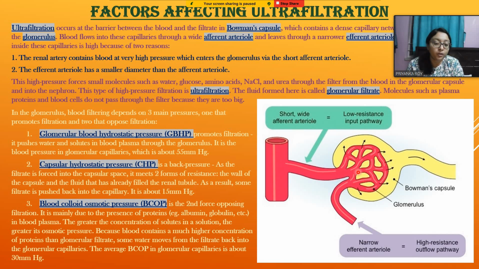So some water will move from the filtrate back into the glomerular capillaries, because water will always move from a region of hypoosmotic condition to a region of hyperosmotic condition. So some water will move from the glomerular filtrate towards the blood. On average, this pressure is around 30 mmHg.